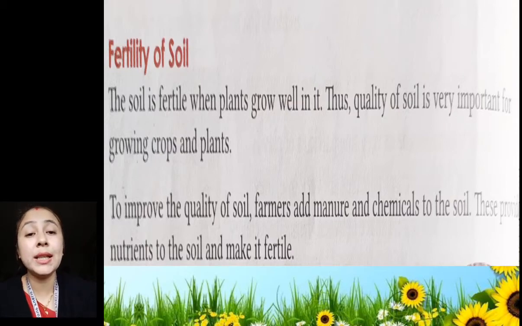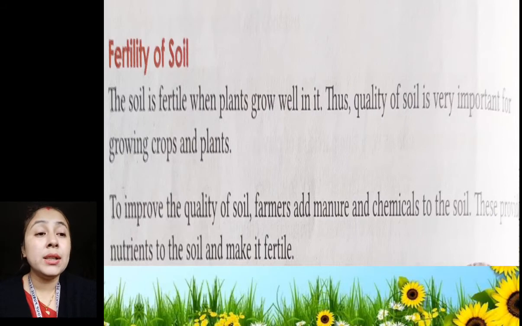We have already learned that different types of soil are required for growing different types of plants. For example, rice grows best in clay soil, whereas wheat grows best in loamy soil, right? So the quality of soil is very important for the growth of crops and plants. To improve the quality of soil, farmers add manure and chemicals to the soil. That means to make the soil more fertile, farmers add manure and chemicals to the soil. These provide nutrients to the soil and make it fertile.